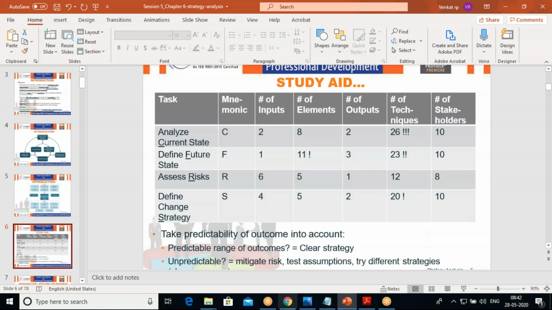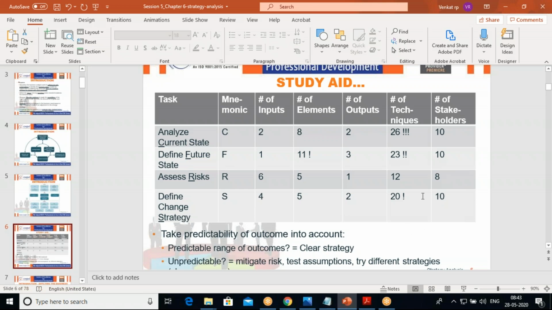Here I gave you a list, because in these four tasks the number of elements and the number of outputs are a little higher. Look at the number of techniques we use and the number of stakeholders involved. If it is analyze current state, we have 26 techniques to use, and stakeholders involved are 10. If it is define future state, it is 23 techniques and 10 stakeholders. If it is assess risk, it is 12 techniques and 8 stakeholders.